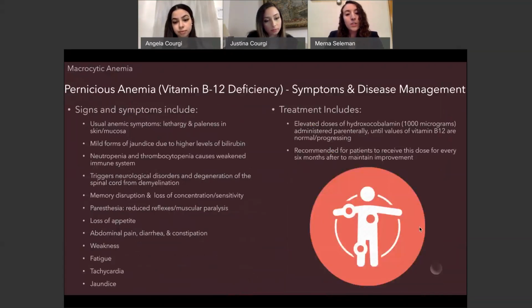The symptoms of pernicious anemia include the usual symptoms of anemia, such as lethargy and paleness of the skin and mucosa, as well as weakness, fatigue, tachycardia, and jaundice. Treatment of this deficiency usually begins with high doses of hydroxocobalamin, 1,000 micrograms to be specific, administered parenterally until vitamin B12 values are normal or progressing. Every 6 months afterwards, it is recommended for patients to receive this dose.